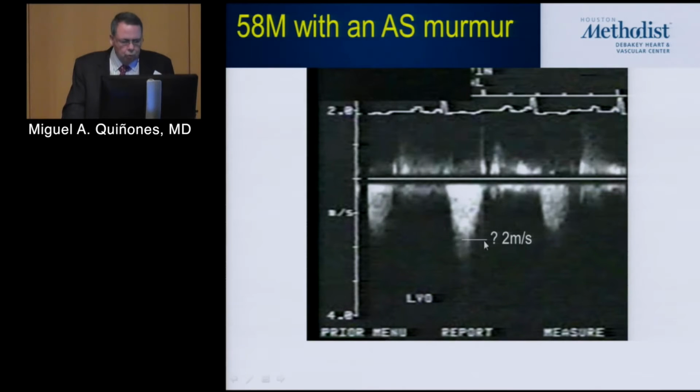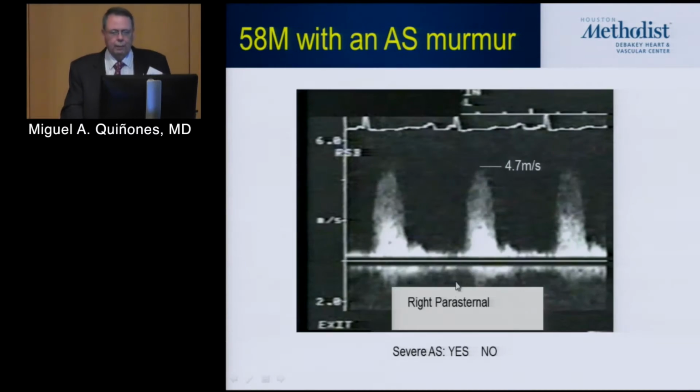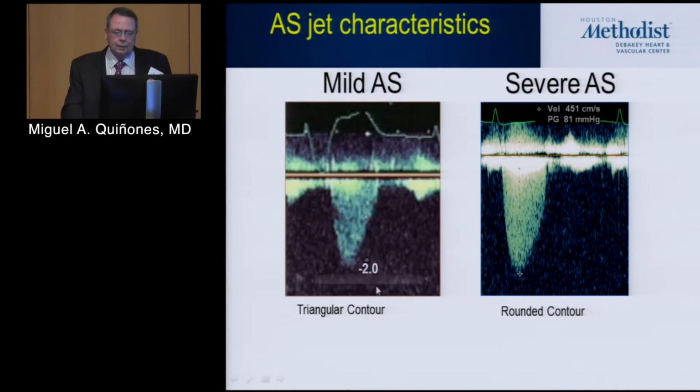So what's the velocity? 2 or maybe 3? But look at this tracing. See how rounded that is? Look what happened when they went to a right parasternal. 4.7. Very rounded. Very nice. And this rounding of the contour is something worth keeping in mind. The worse the AS, the longer the acceleration time, and the more rounded it looks. And that can really help you.